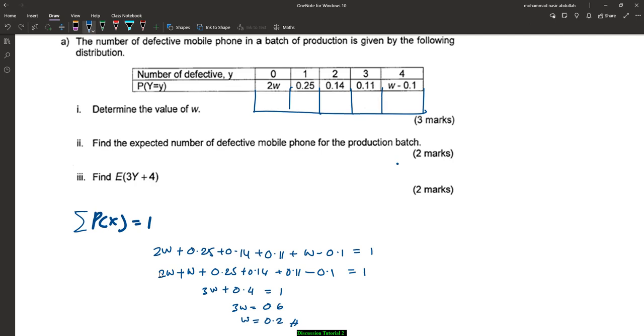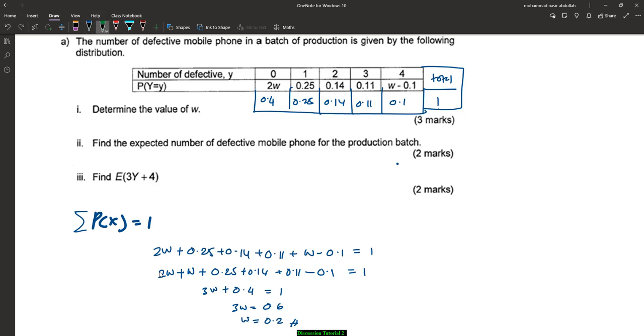And then you input back into the table to see whether the total of all probability equals 1. So 2W here should be 0.4, 0.25, 0.14, 0.11, and this is 0.1, right? And the total should be equal to 1, right? So this is how we answer question number 1.